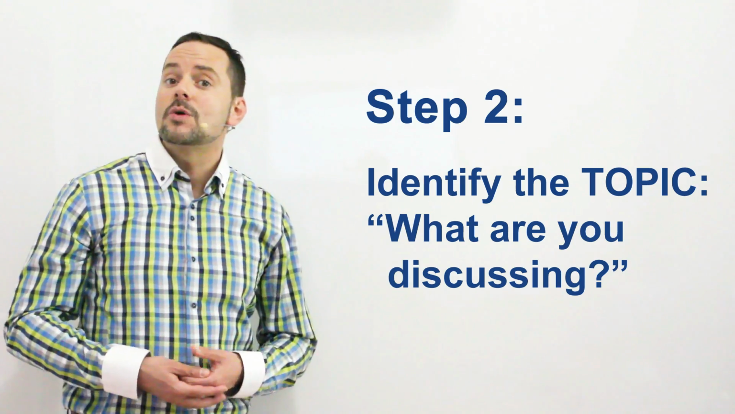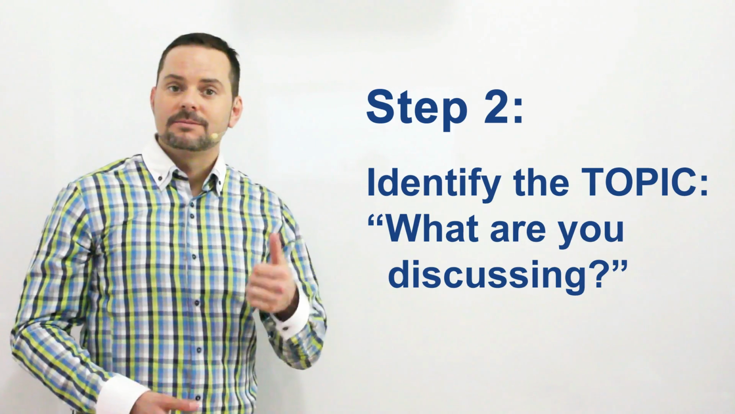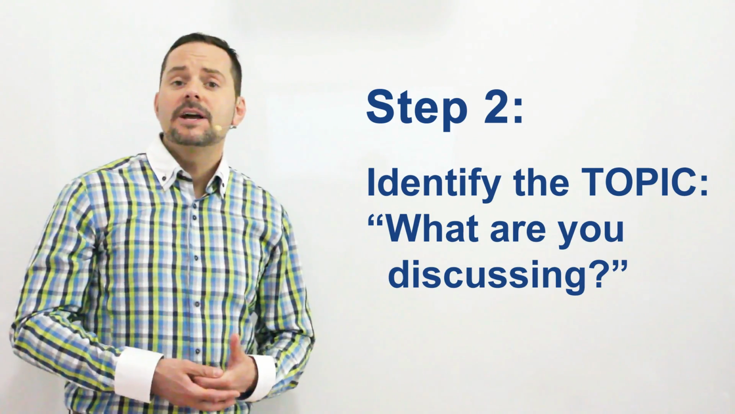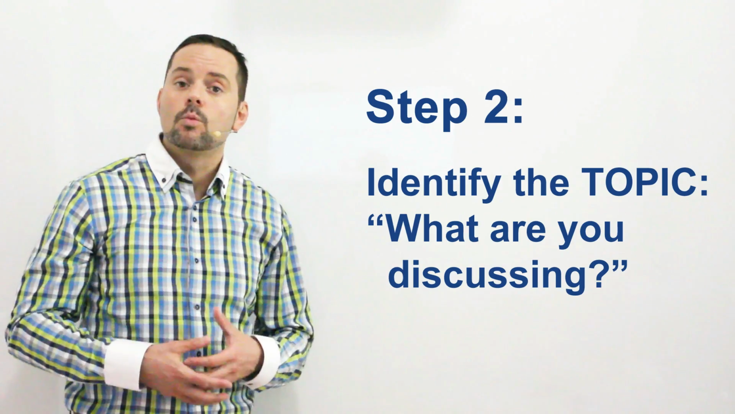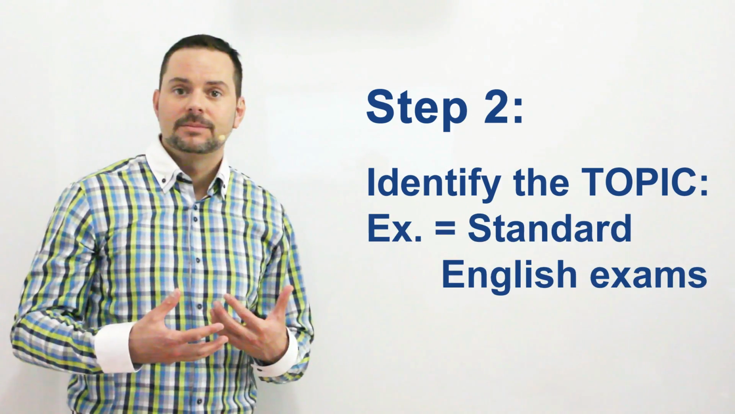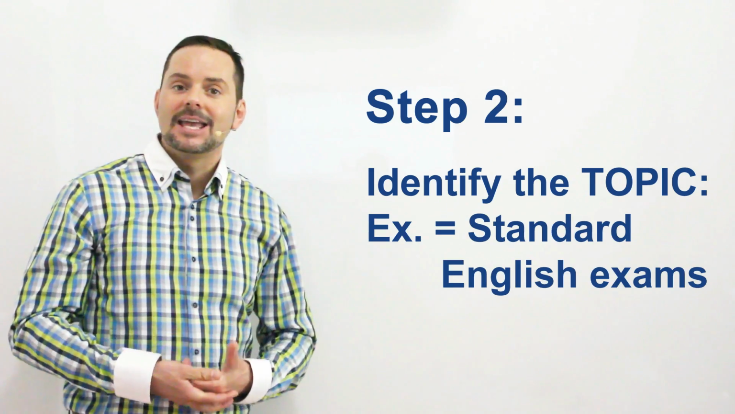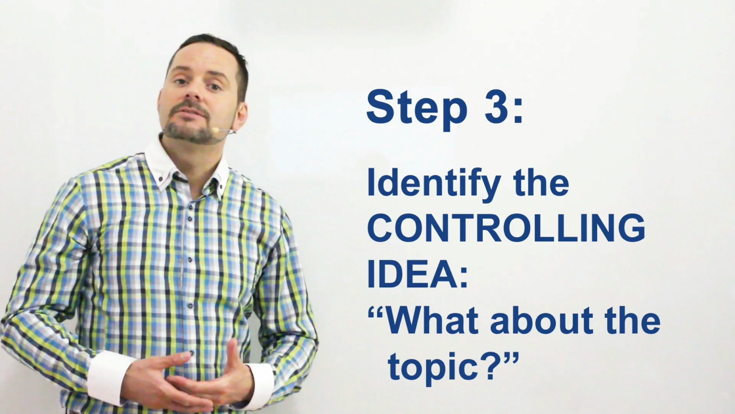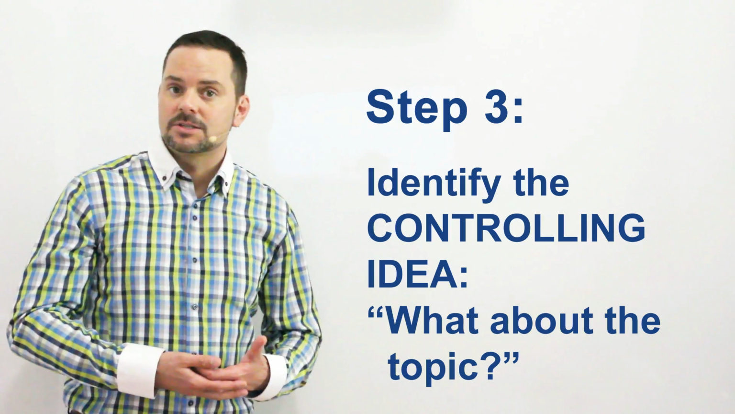This is a skill you have to practice at home. Number 1, identify the topic. Identifying the topic means identifying what we are discussing, what we are writing about. In this case, we are writing about standard English exams. Excellent. Now, second, identify the controlling idea or controlling ideas.